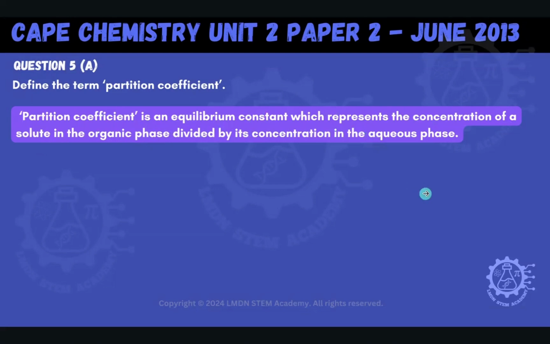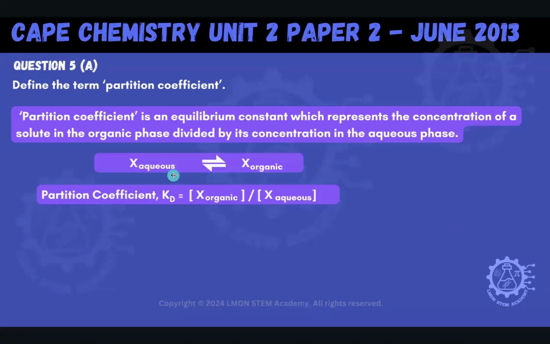We can represent this equilibrium as such, where we have X representing our solute in the aqueous phase being equilibrated with X in the organic phase. So there's an equilibrium that gets set up whenever we do a solvent extraction. From a mathematical standpoint, the partition coefficient, or KD for short, is equal to the concentration of your solute in the organic phase divided by the concentration of your solute in the aqueous phase. This is how we can represent partition coefficient mathematically.